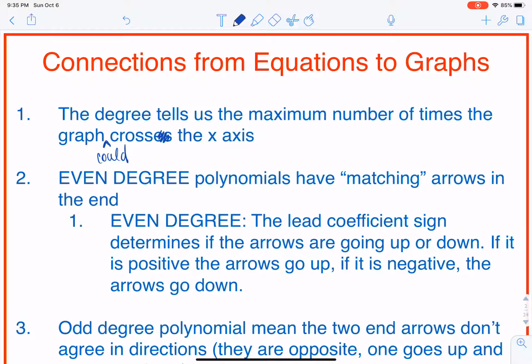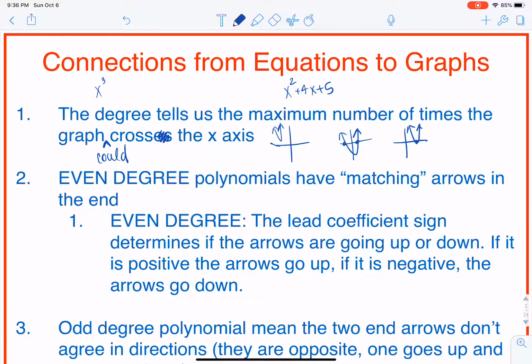So the degree tells us the maximum number of times that the graph could cross the x-axis. An example of that could be if I have something that has a degree of 2, x squared. I could have x squared plus 4x plus 5, which may look something like this, and it's actually not going to cross the x-axis at all. I could have a parabola that crosses the x-axis 2 times, or I could have a parabola that has its vertex on the x-axis and looks like it only touches the x-axis once. So the degree tells us the maximum number of times the graph could cross the x-axis.